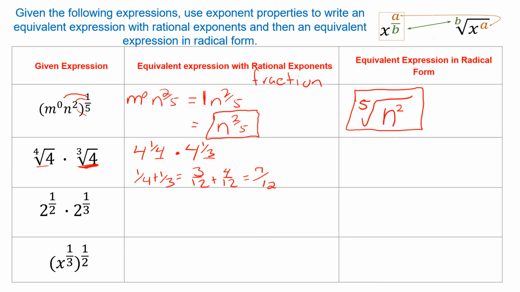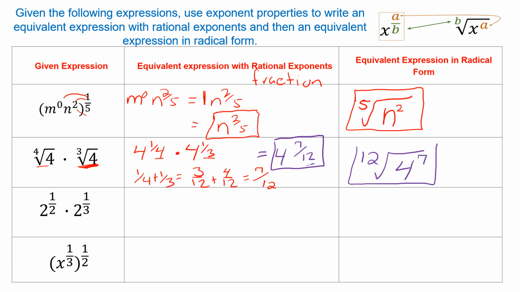So my final answer here, I'm just using a different color to distinguish my work, is 4 to the 7/12 power. So I've rewritten this problem using a rational exponent. And now let's change it to radical form. Okay, again, the index is 12, which goes in front. 4 is my base. And 7 is my exponent under the radical. All right. So I've rewritten these two problems using rational exponents and using radical form.